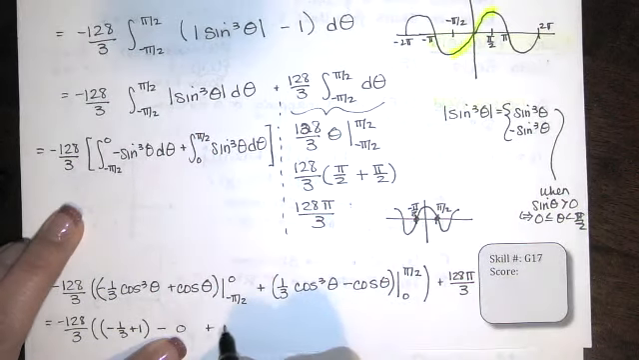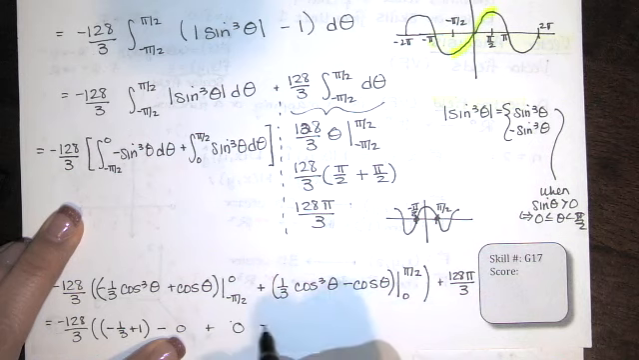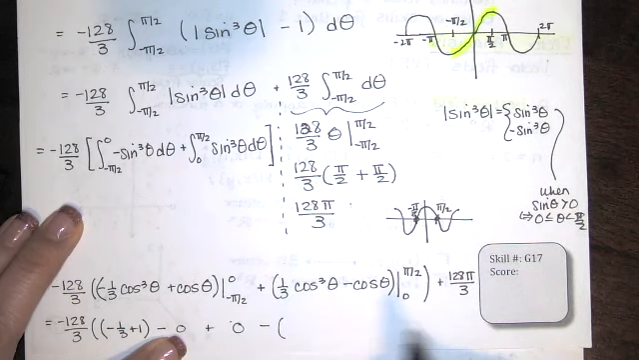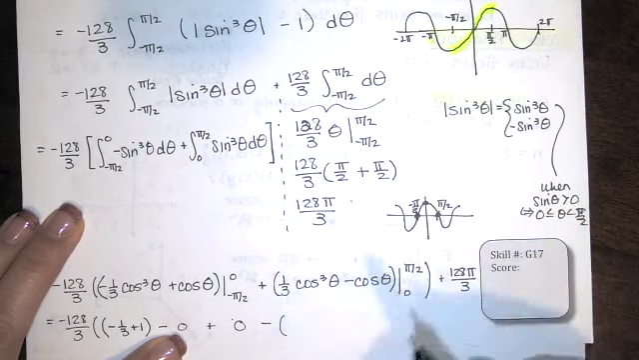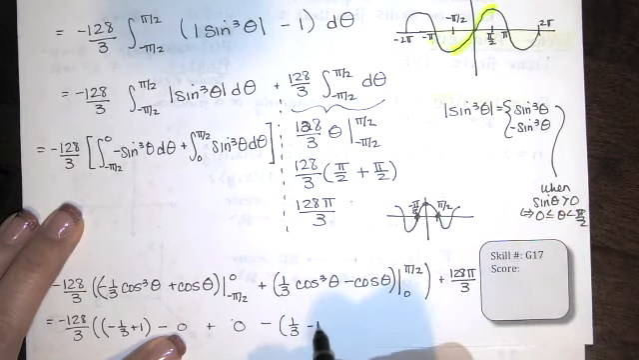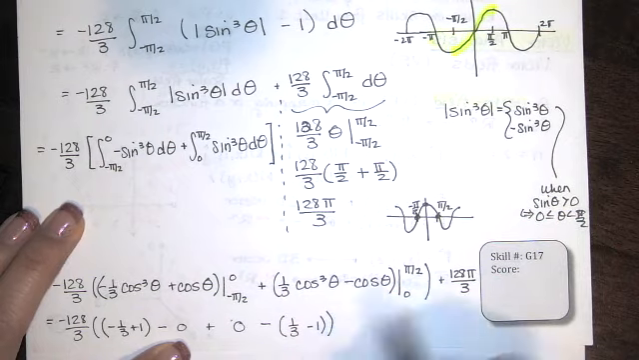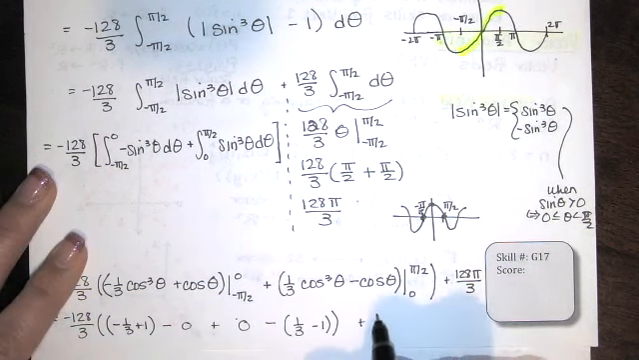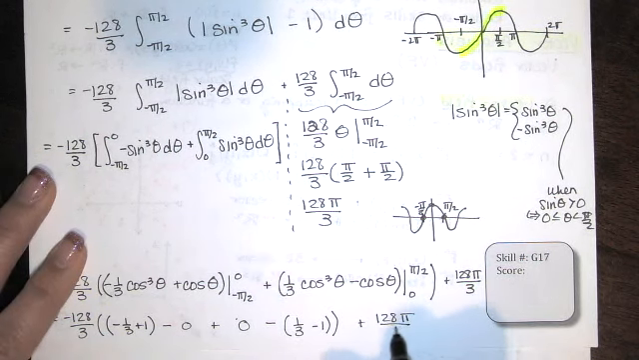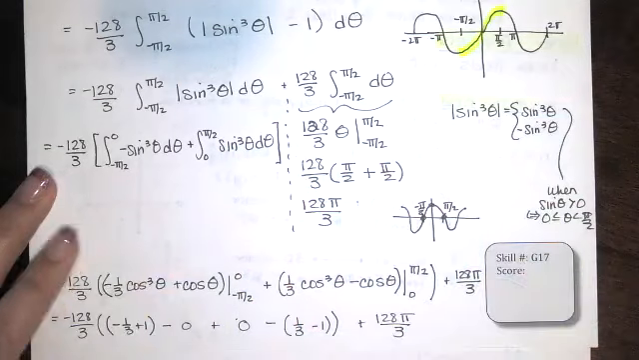And then over here, we're going to do something similar. Evaluate at pi over 2. We'll get 0 minus 0, which is 0, minus what we get when we plug in 0. Cosine of 0 is at the top there. That's going to be a 1. So we'll have 1/3 minus 1. All of that is in parentheses multiplying this negative 128 over 3. And we still want to add the 128 pi over 3 that we got from this piece.